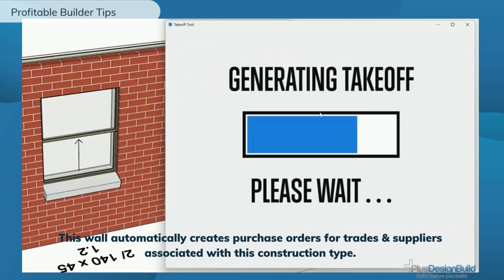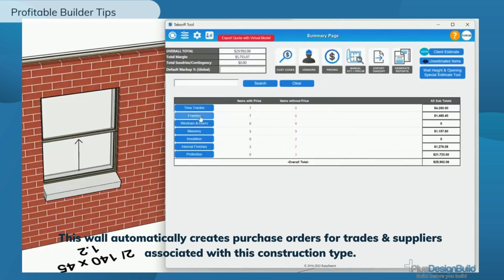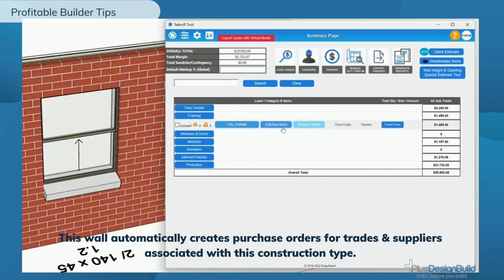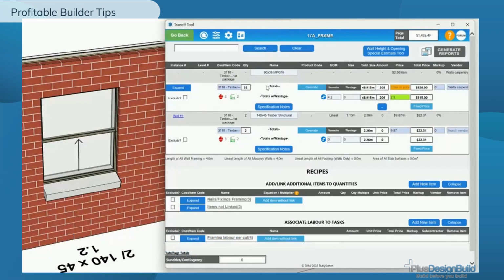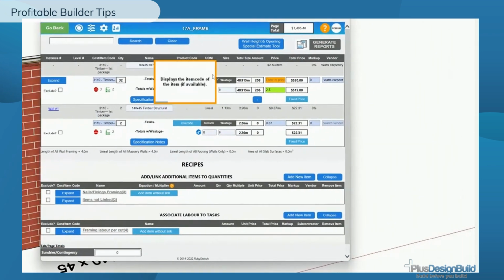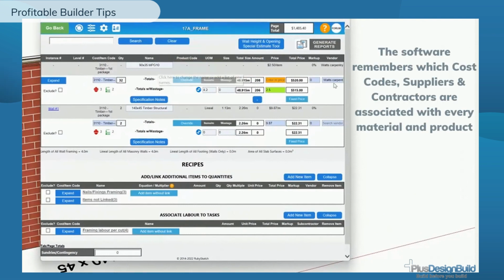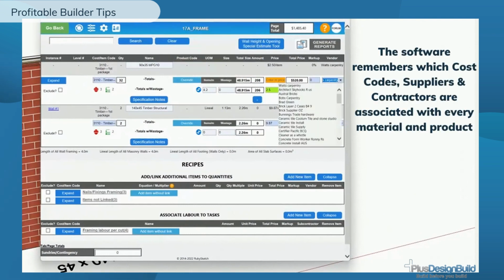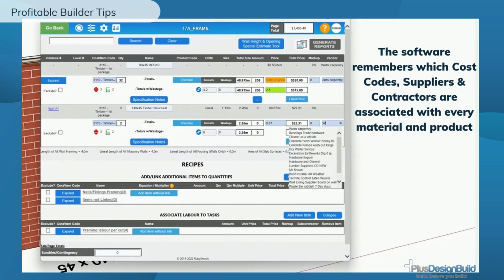I'll just update that. Right, so framing. And if I went in here and said edit, see more, you'll notice that now I've just got the total length of lumber that we're going to purchase. And I've already put a subcontractor in here. It's Watts Carpentry in this particular instance. And Watts Carpentry will be supplying these. So these would be different.